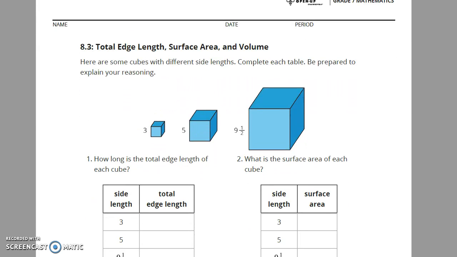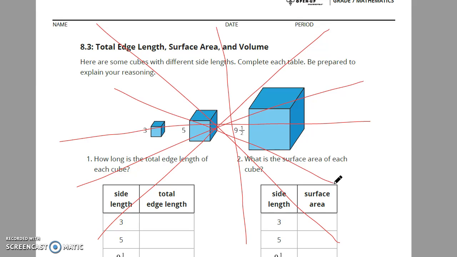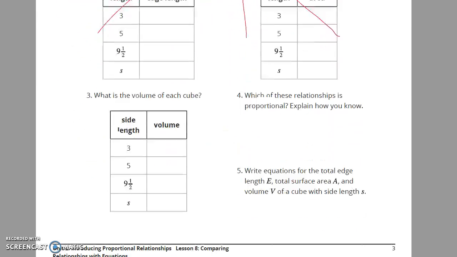You are not doing this section of the lesson. Please do not do it. You will be confused, and it will take a lot of time.